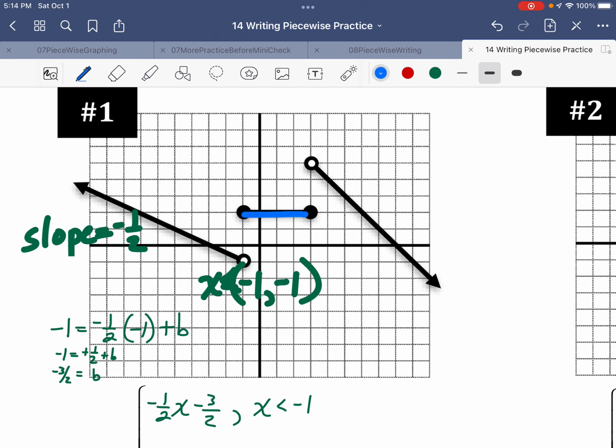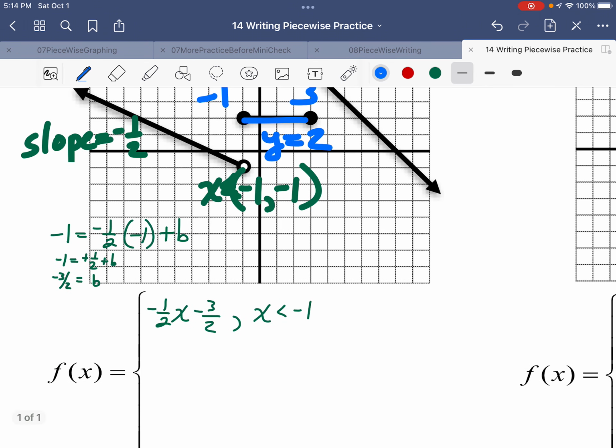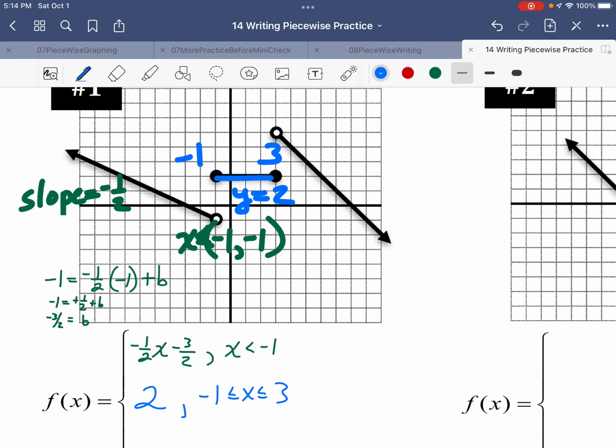How about this second piece right here? There's all kinds of things that you could conclude about it. You can conclude that it starts at an x value of -1. It ends at an x value of 3. You could conclude that the slope is 0 and that the line is always equal to 2. Y equals 2. Well, when you have a horizontal line like this, that's all you need. You just need y equals 2, and we're between -1 and 3. Of course, those -1 and 3 values would be the x values from our starting point and ending point.